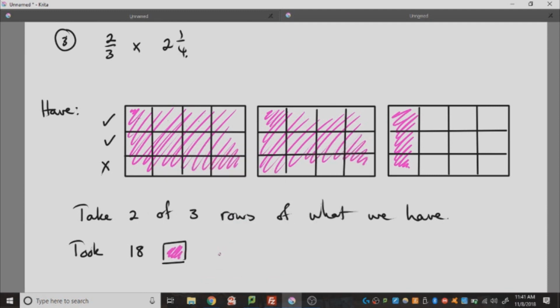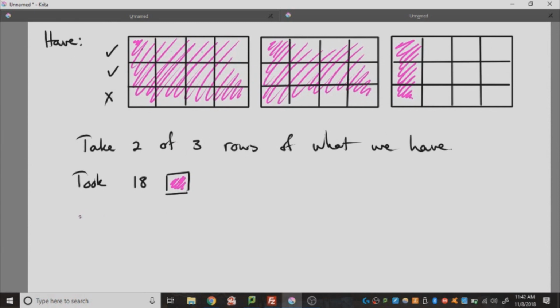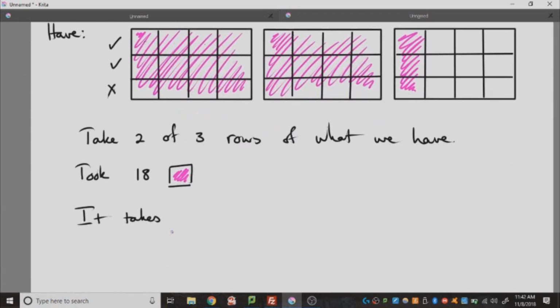The second number being a mixed number just means I have more to start with, so I'm going to end up with more. So now I just need to figure out what portion of a whole this 18 is. So my sentence is, it takes, how many? Only 12. 12 pieces to make one whole rectangle.